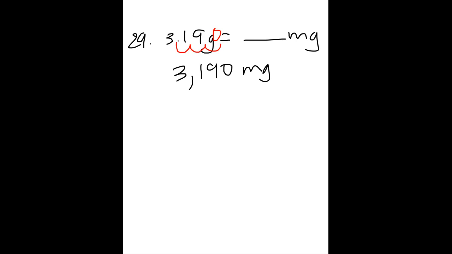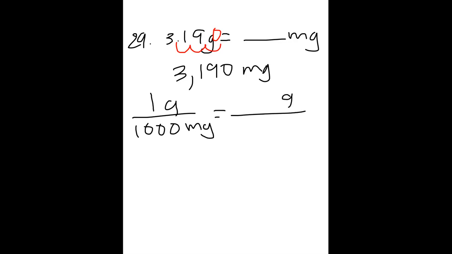Again, if you want to use ratios and proportions, we know that 1 milligram is equal to 1, no, the other way. 1 gram is equal to 1,000 milligrams. So grams on top, milligrams on the bottom. X is what we want to find, and we have 3.19. So cross multiply: 3.19 times 1,000 is equal to 3,190 milligrams.